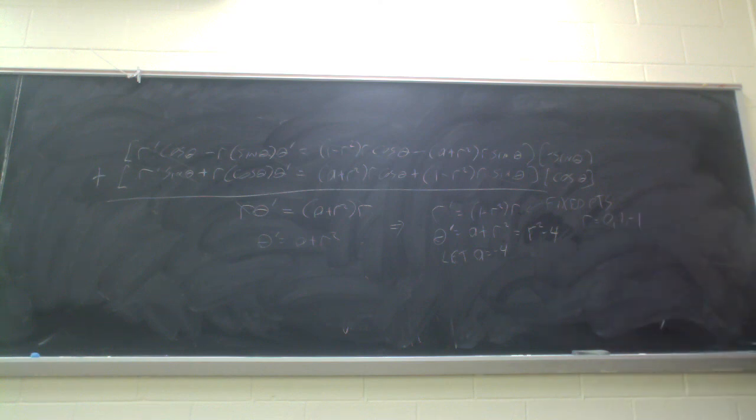Okay, so the idea is, first when r equals 0, that just means you have the origin as a fixed point, because it doesn't really matter what theta does, because you're still going to be at the origin. But when r is a constant, a non-zero constant, what sort of solution curve does that lead to?